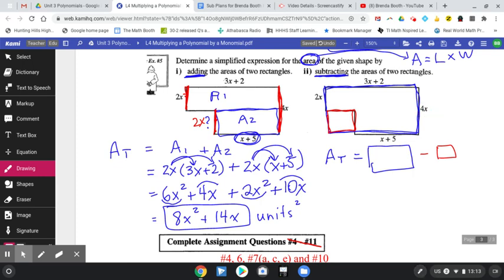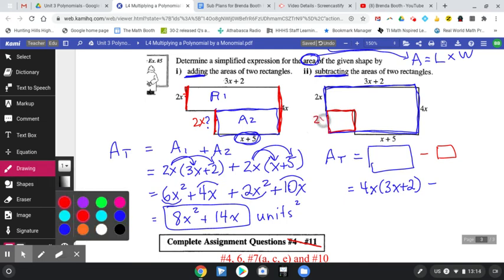So let's get that one set up. 4x times 3x plus 2. Now the little red one is going to be a little bit trickier, although we could steal some information from what we already know. So when I did method 1, I figured out that this would be 2x. But I also need to figure out this side right here. So notice how this entire side, 3x plus 2, it's going to be the same length as this entire side.